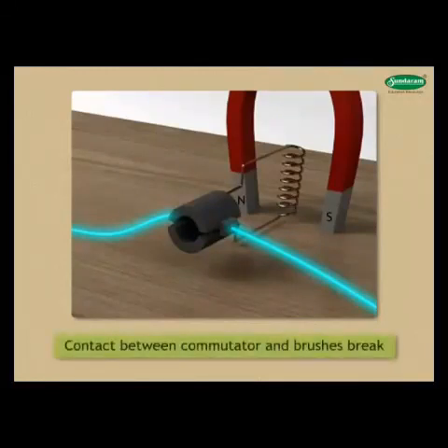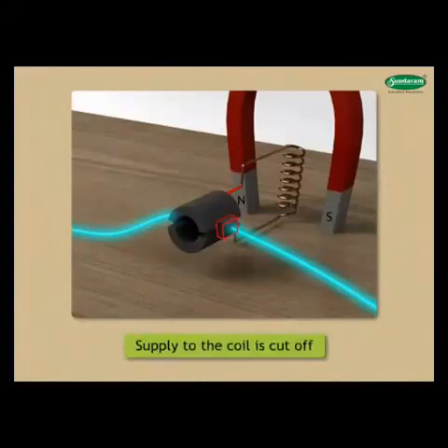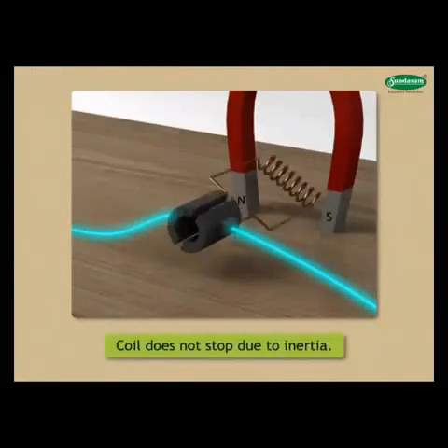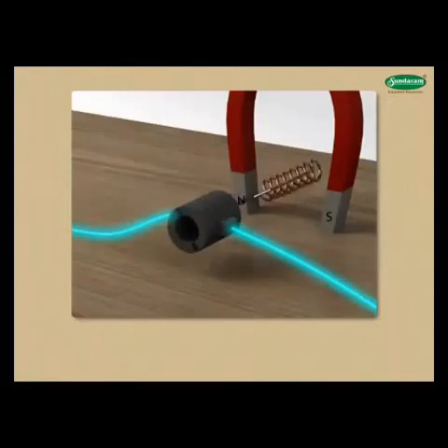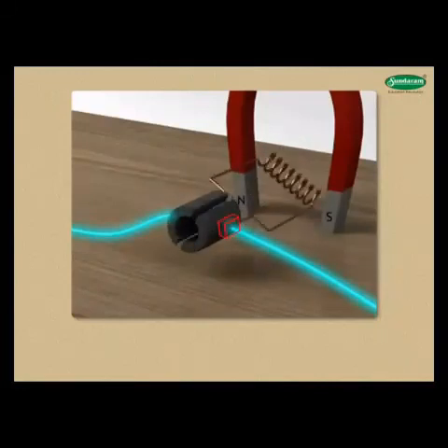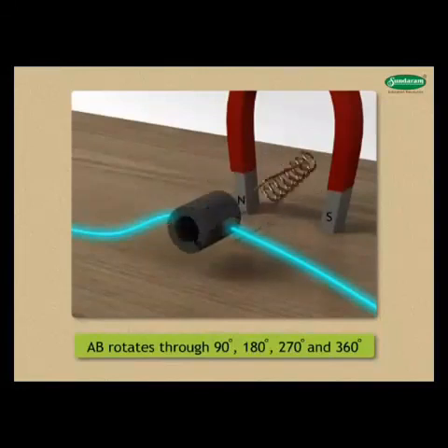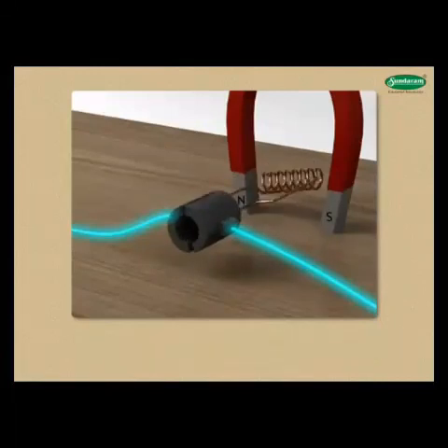At this position, the contact between commutator and brushes break, so the supply to the coil is cut off. Thus, no force acts on the coil, but the coil does not stop due to inertia. It goes on rotating until the commutator again comes in contact with the brushes B1 and B2. Again, the current starts passing through coil and the arm AB rotates through 90 degrees, 180 degrees, 270 degrees and 360 degrees. Now the force acting on arm AB is downward and CD is upward.